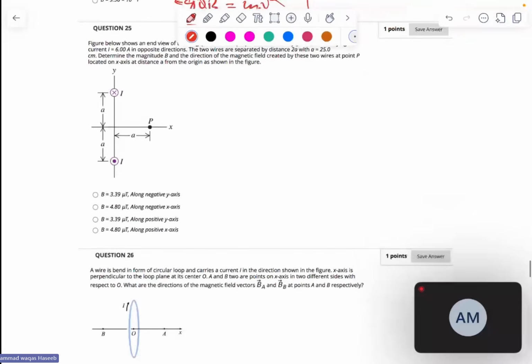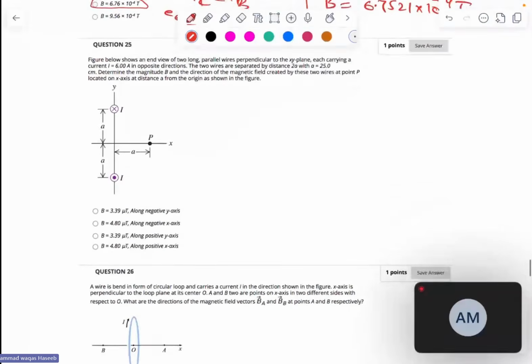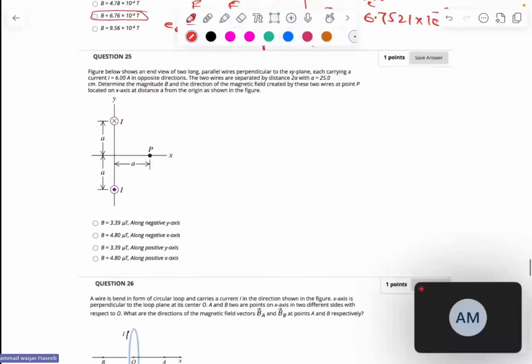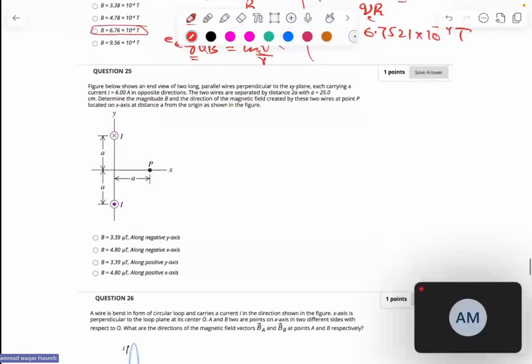This is a lengthy question as well. I will share the file with you with the solution. Just remember that these two currents are opposite, so you have to calculate the magnetic field. When you substitute the value over here, this will become square root of 2a, because it's a right angle triangle. And I've told you the formula, mu naught I over 2 pi r, and this is your r.